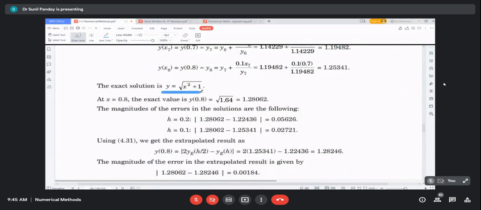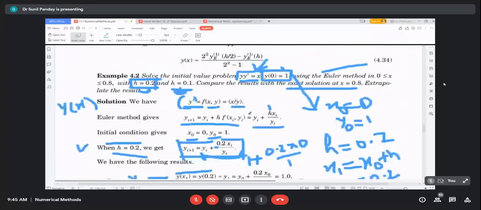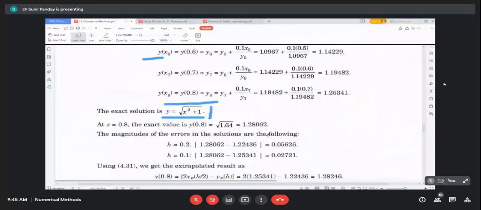Now this is the exact solution. If we use our analytical method, we will get this as the exact solution. So we will calculate the value at 0.8 using the exact solution. Using the exact solution we get this value, and using our approximate solution, when we have taken h equals 0.1, this is the solution of y at 0.8.